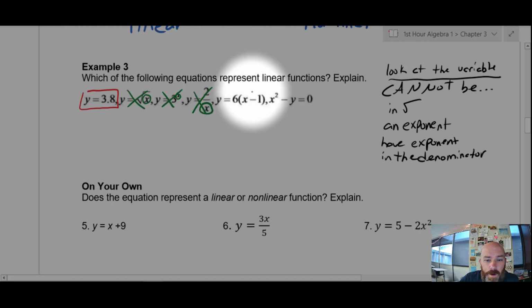This next one here, notice I have distributive property. Even if I did that, I get 6x minus 6. And notice my variable does not show up in a square root symbol. It doesn't have an exponent. It's not in the denominator. It's not an exponent itself. So this one works. In this last one, we have an exponent here, which means it's not.